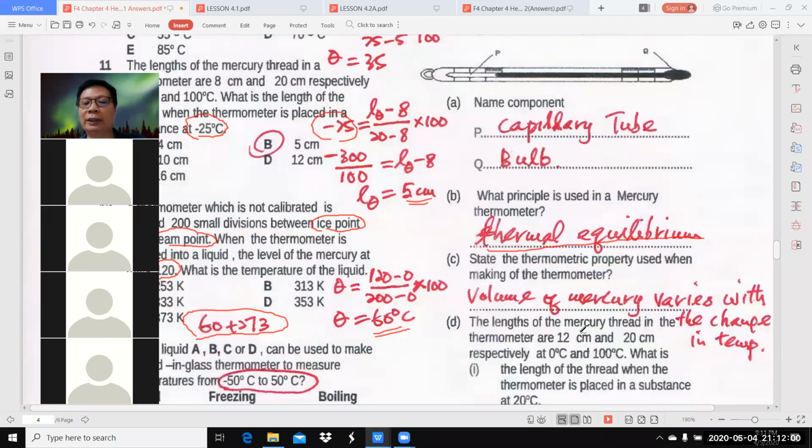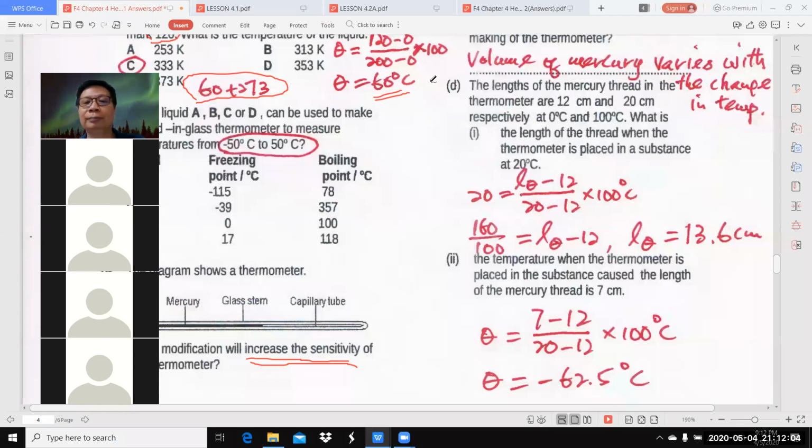And the next one is a calculation. The length of mercury is 12 cm at 0 degrees and 20 cm at 100 degrees. What is the length at 20 degrees? Use the formula. L theta is what we need to know. L0 is 12, L100 is 20. Here 8 times 20 is 160. This 100 we bring over. So 1.6 plus 12, so it's 13.6. Okay, correct.